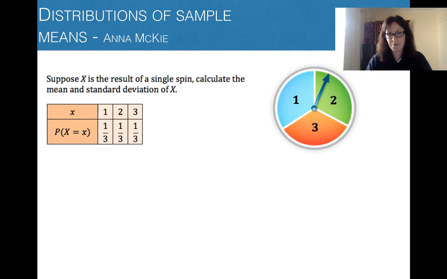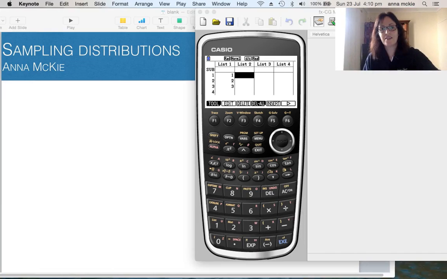Moving on here. Suppose X is the result of a single spin. Calculate the mean and standard deviation of X. So here is our probability distribution, which is the distribution of all the probabilities. How do we work out the mean? Well, we take that and multiply by that, add on this, multiply by this, etc. But standard deviation, there is a formula, but this is what your calculators are for. So let's head across to that.